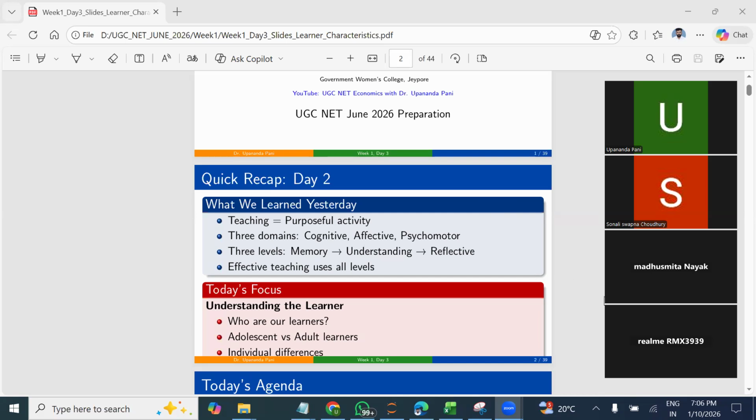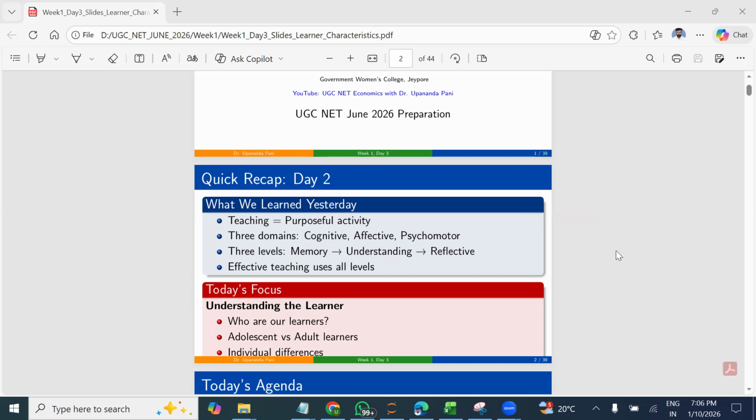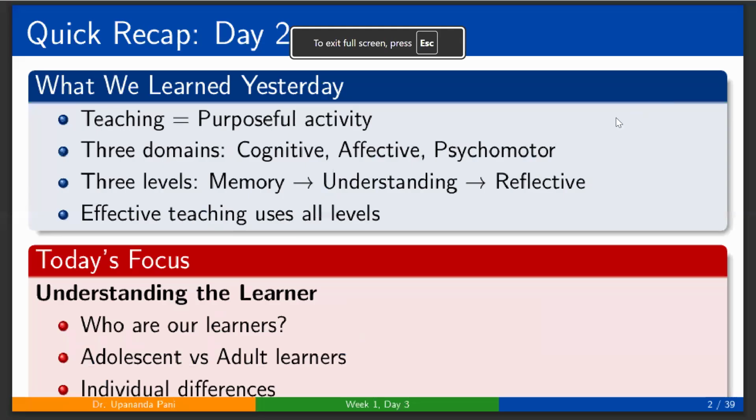So today we are going to also discuss the learners, how we can understand the learners. So let's focus on that, and just give me a minute. Let me do it a full screen.